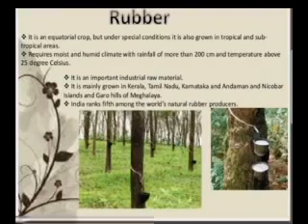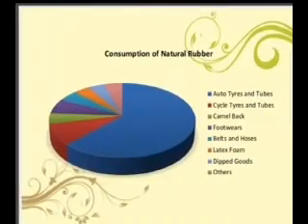It is an important industrial raw material. Rubber is mainly grown in Kerala, Tamil Nadu, Karnataka, Andaman and Nicobar Islands, and Garo Hills of Meghalaya. India ranks fifth among the world's natural rubber producers. This pie chart shows the consumption of natural rubber.